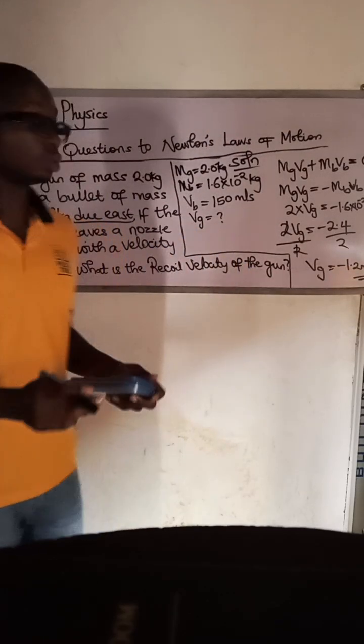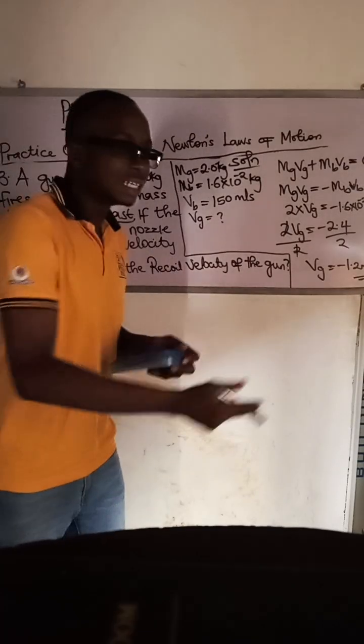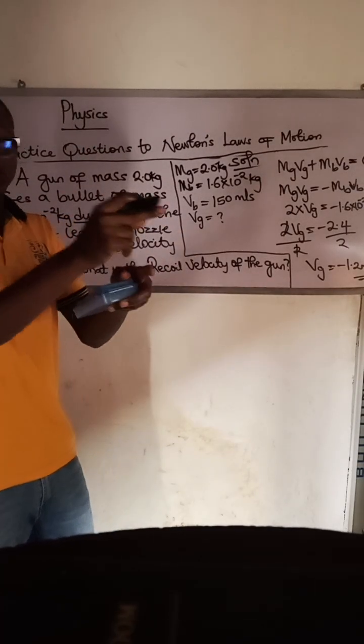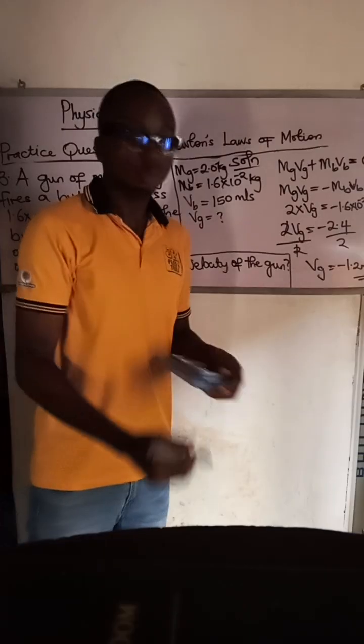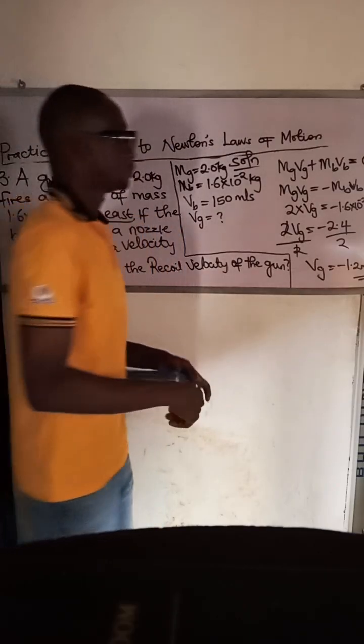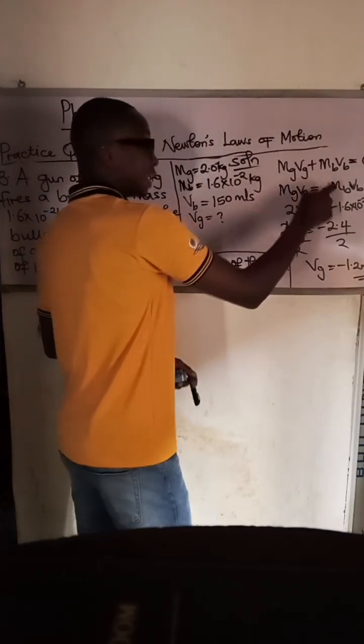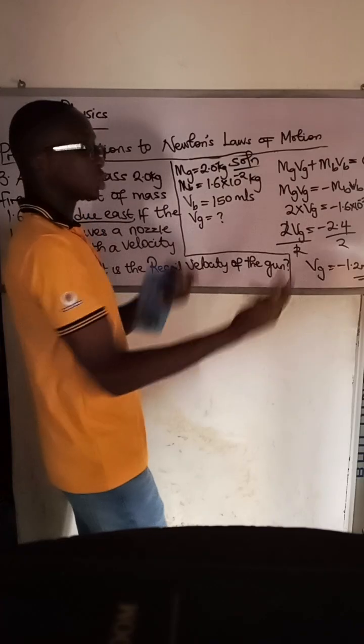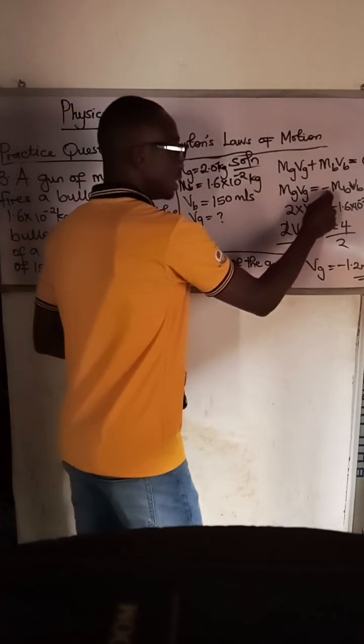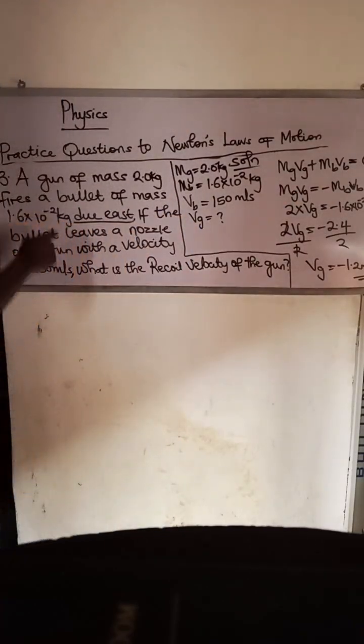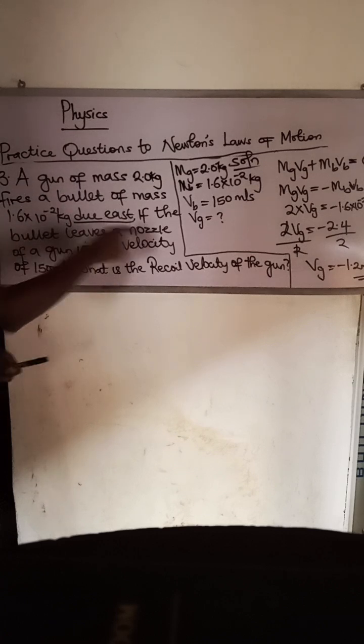This is not difficult. Just understand that when the trigger is pulled backward, the bullet moves forward, which is action and reaction are equal but opposite. That's why we are having the minus sign. That's what I said before, because action and reaction are equal but opposite. Now I said that a gun of mass 2.0 kg fires a bullet of mass 1.6 due east.